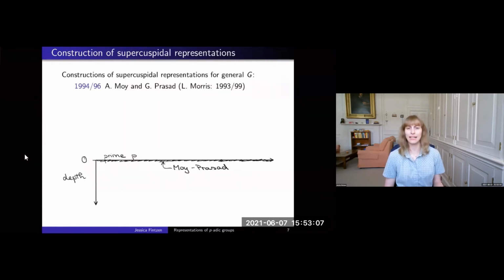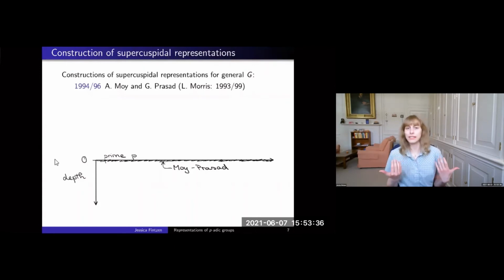And so what Moy and Prasad did is they showed how to obtain all the depth 0 representations. So all these representations appear. And I should say that Morris did the same roughly around the same time, but using a slightly different approach. So he has an independent proof of essentially the same result. The idea is that depth 0 representations are roughly the same as representations of finite groups of Lie type. And that's how you see this connection to representations of finite groups.